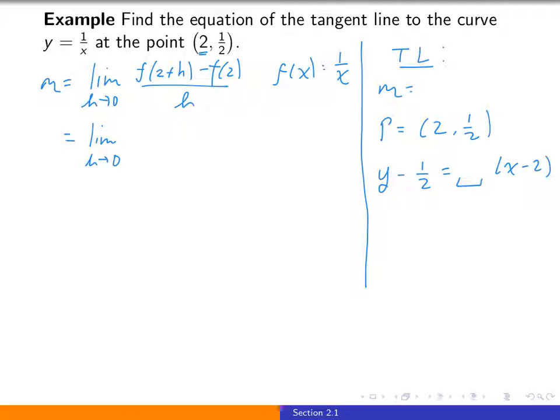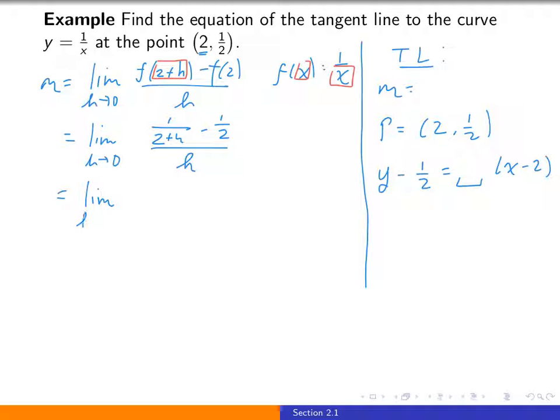In terms of our function, whatever we plug into that function, we are going to end up with 1 over that quantity. So if I plug in 2 plus h, f of 2 plus h is going to be 1 over 2 plus h. f of 2 is 1 over 2, and this is all divided by h. And at this point, we need to go back to our Chapter 1 material and just evaluate this resulting limit.